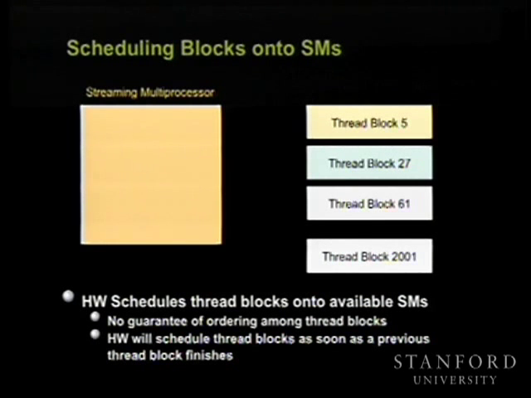So what happens in detail is, at the beginning of your computation, the streaming multiprocessor is sitting there doing nothing. And then the information comes down: hey, we have a new kernel to execute. And so they're going to ask, well, okay, give me work.